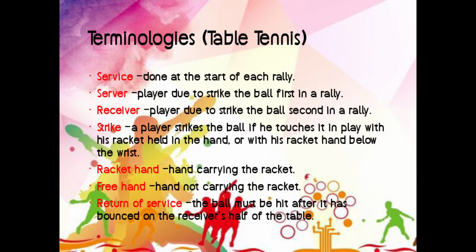Next is the strike. A player strikes the ball if he touches it in play with his racket held in the hand or with his racket hand below the wrist. The strike is the forward movement towards the ball. The racket hand is the hand carrying the racket. So your hand is your racket hand only if it's holding your table tennis racket.